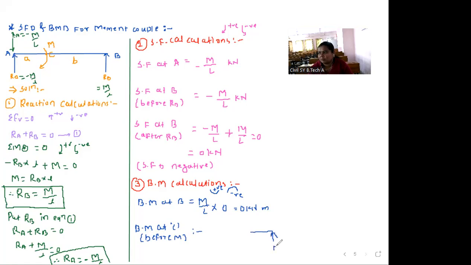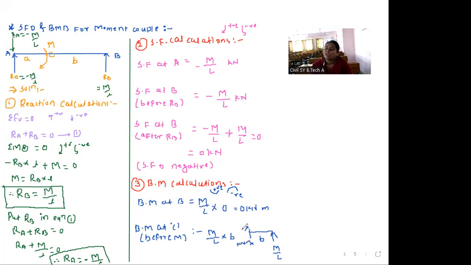So here M upon L is applied. This is B distance and we have taken section XX here. So this again RB pushes upward, so the value is M by L into perpendicular distance B. So the bending moment at C before M is M by L into B kilonewton meter.